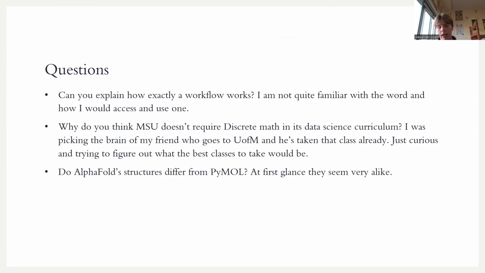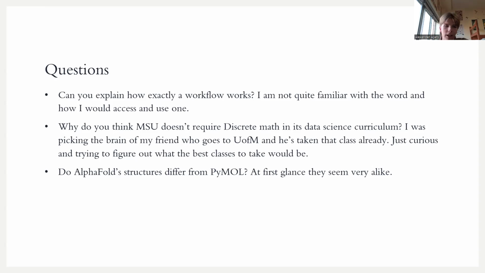Then, because I'm taking a data science-ish class, CMSC 201, next semester, and also poking around some of the data science minors, MSU doesn't require discrete math, which seems kind of applicable to computer science or data science. And Michigan does. I'm just kind of wondering why MSU went a different direction. I guess I don't know.